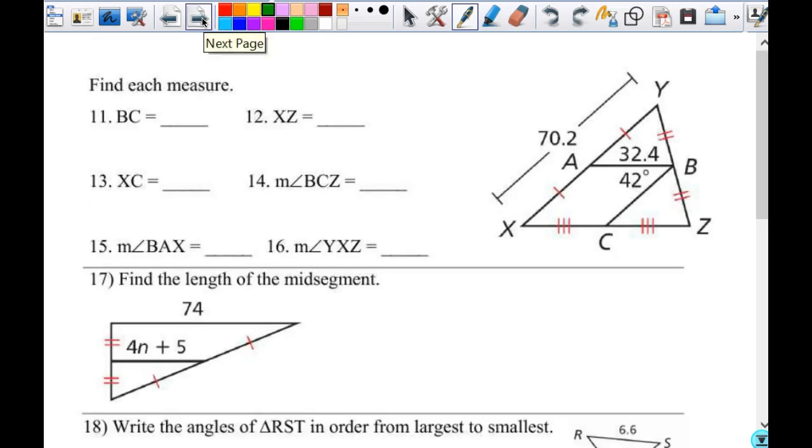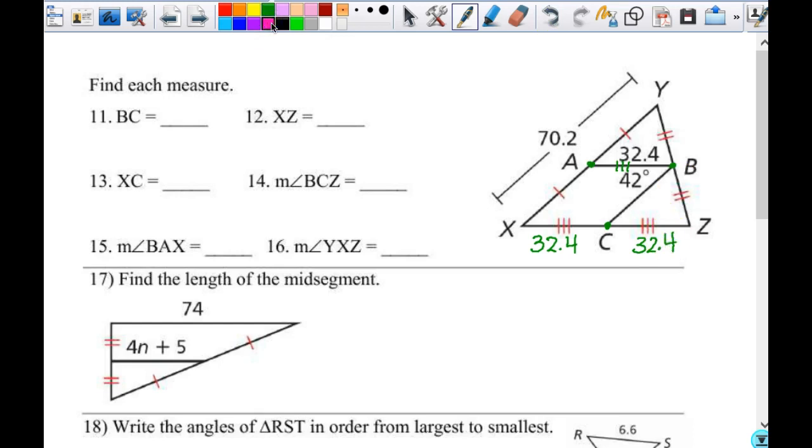All right, so here I'm going to find each measure. This is a mid-segment question. I know that this is a mid-segment of a triangle because it connects the midpoints of the two sides of the triangle. And just like we did when I went through this with you, before I even worry about what the questions are asking, I'm going to think about what I know over here. Since these two pieces are congruent, because that's the midpoint, the mid-segment is half the length of the third side and parallel to it. So that means that this is the same length. So if this is 32.4, this is 32.4, and this is 32.4.